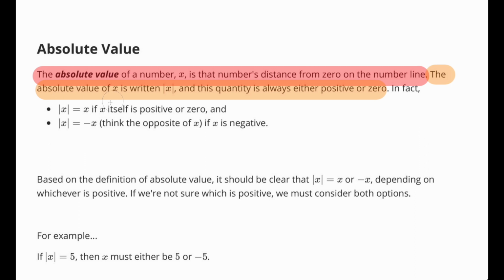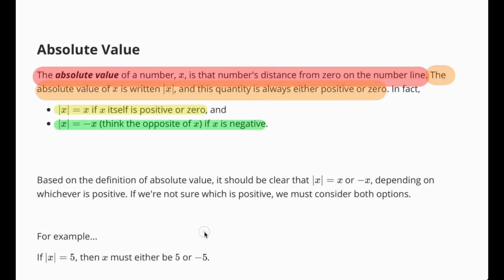Another way of thinking about it is what's written right here. The absolute value of x is equal to x if x itself is positive or zero, or it's equal to negative x, think the opposite of x, if x is negative. So whatever's inside could be positive or negative because the absolute value is just going to take care of it anyway. We're going to use that yellow and green line there to solve the equations and inequalities in this video. Hopefully this will make more sense once we see some examples.